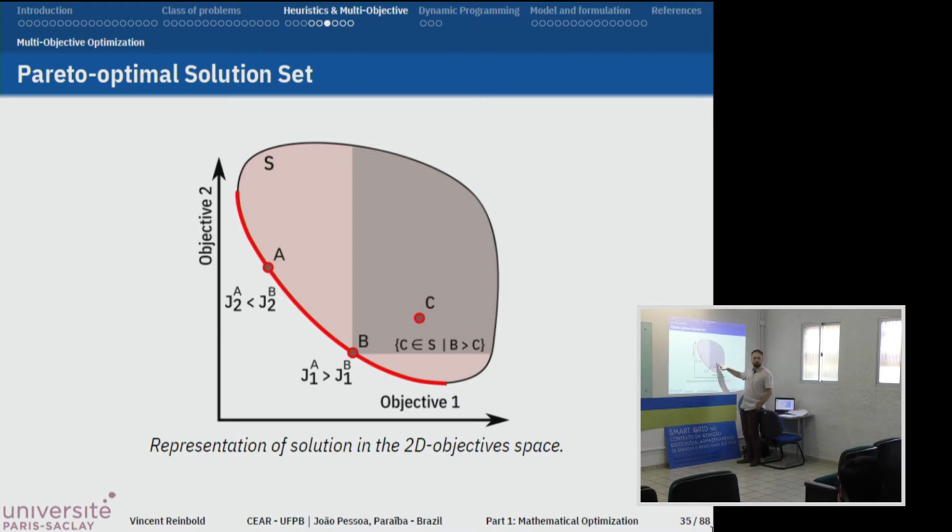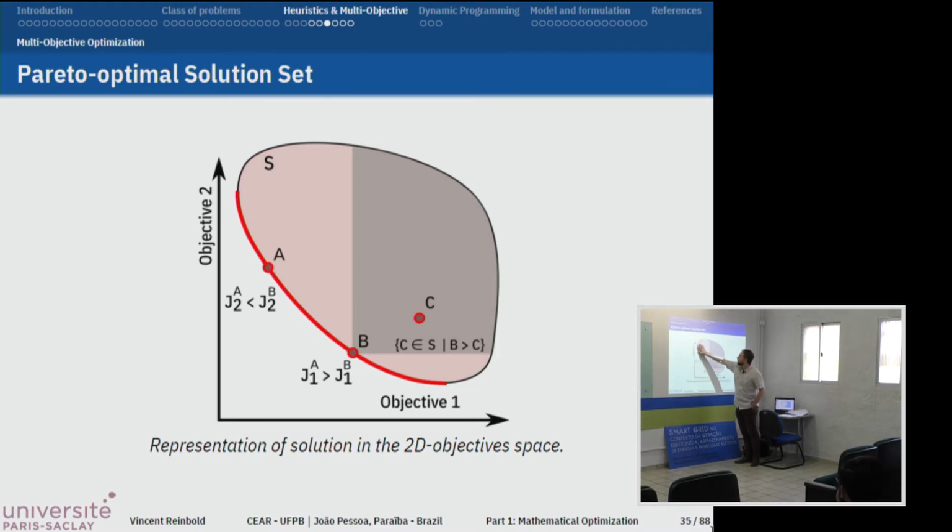Here I have a solution that is dominated by every other solution here. What does it mean? A solution A is not dominated if I cannot improve the objective 1 without increasing the objective 2, okay?